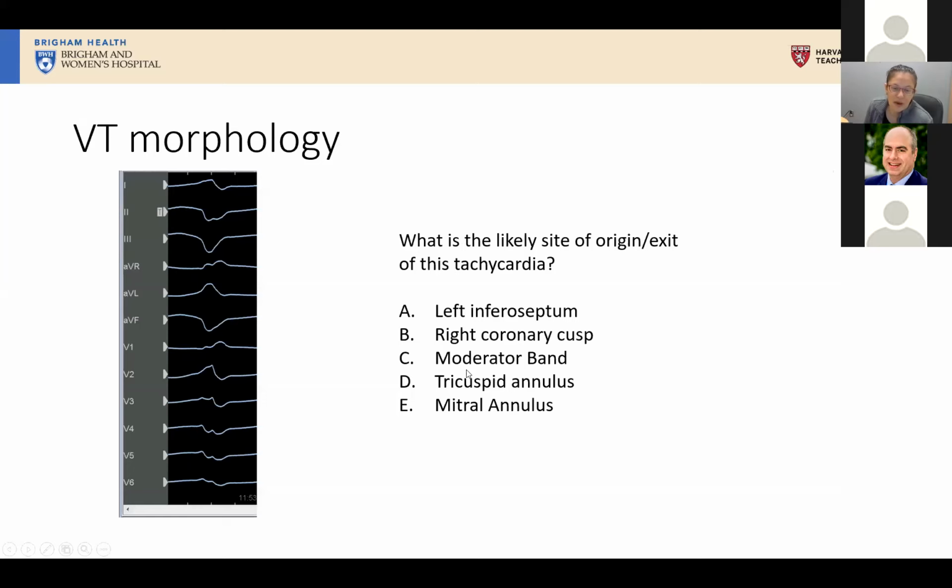So what do you think about this one? Usha, a couple questions about ethanol ablation. Do you ever use the venous septal perforators?